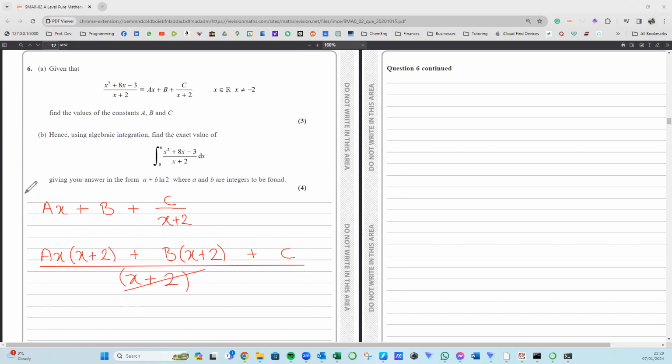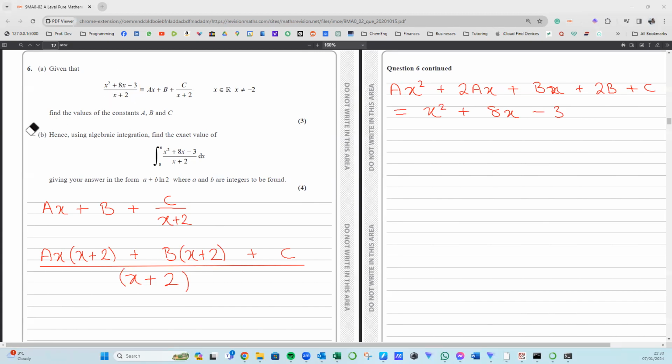So the next thing to do is to expand. If we expand the top of the equation, we're going to get ax squared plus 2ax plus bx plus 2b, and then we've also got the plus c on the end as well. What you'll notice is that this is all over x plus 2. I'm not going to write that, but now it's in the same form as this. So we can say that this must be equal to x squared plus 8x minus 3 because they're equivalent. That's what it says in the question.